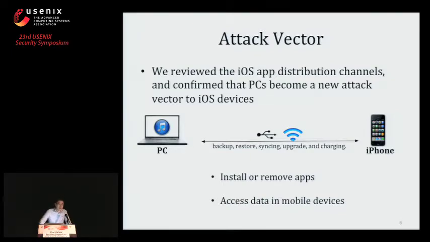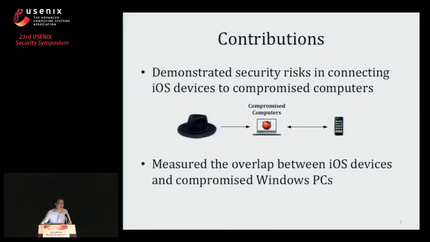But if you look at the iTunes software running on the PC side, it's able to install and remove apps. It can also access data in the mobile device. So we believe such functionalities also open a door for attackers. The contributions of the paper are the following. First, we demonstrate several attack instances that can demonstrate the security risks. The attack model in our paper is that your personal computer is already compromised by a remote attacker, and now you connect your phone to the computer. What security risk is there?